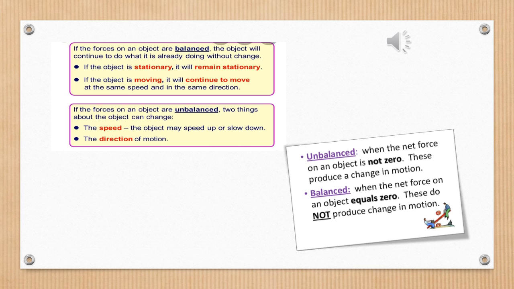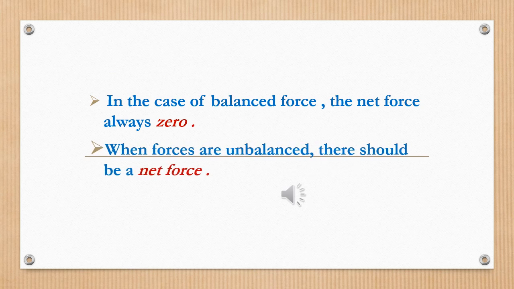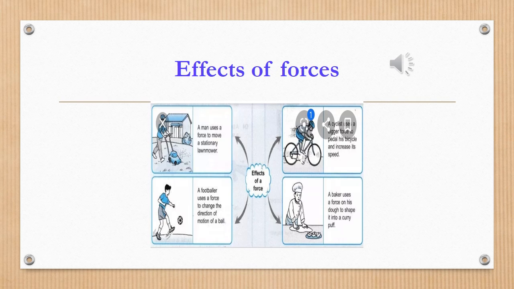Next point: in the case of unbalanced force, the net force on an object is not zero. This produces a change in motion. But in the case of balanced force, the net force on an object equals zero. These do not produce change in motion. Okay. Don't forget these points. In the case of balanced force, what is the net force? It should be 0. Always it should be 0. But in the case of unbalanced force, it should not be 0. Okay.